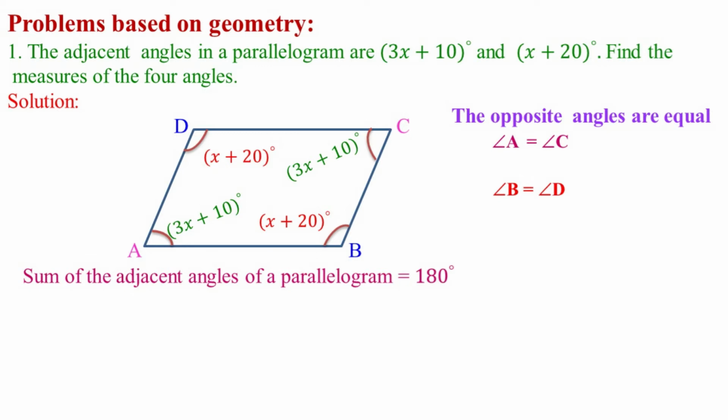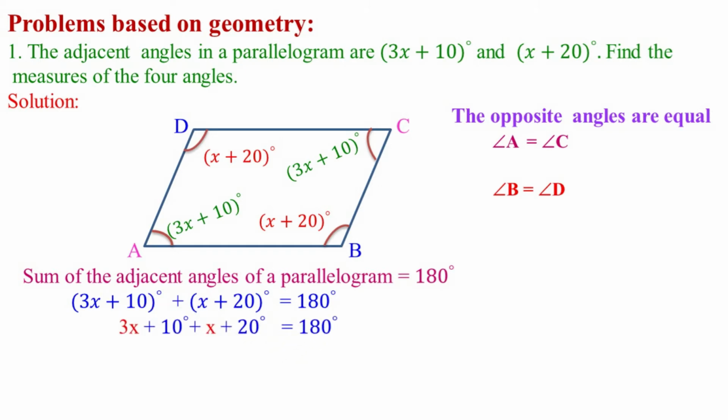Sum of the adjacent angles of a parallelogram is equal to 180 degree. This you have studied in your early classes. On adding the two adjacent angles, we get 180 degree. Okay, therefore, what are the adjacent angles, or which is the adjacent angle for A? It may be B or D. So, let us take B. And adding angle A and B, we get 180 degree. Therefore, 3x plus 10 degree plus x plus 20 degree is equal to 180 degree.